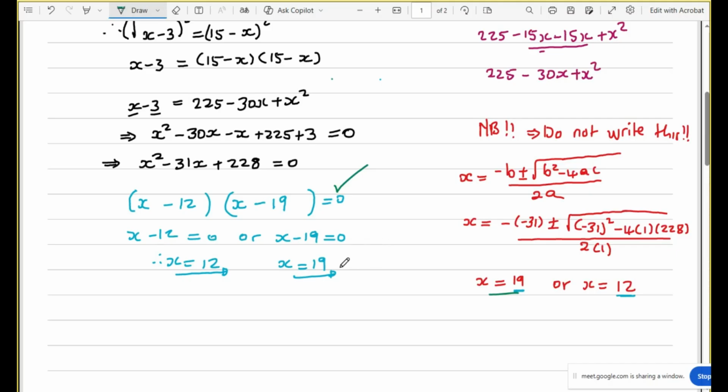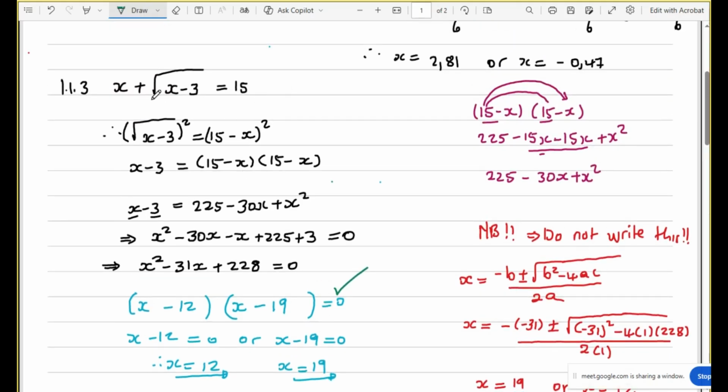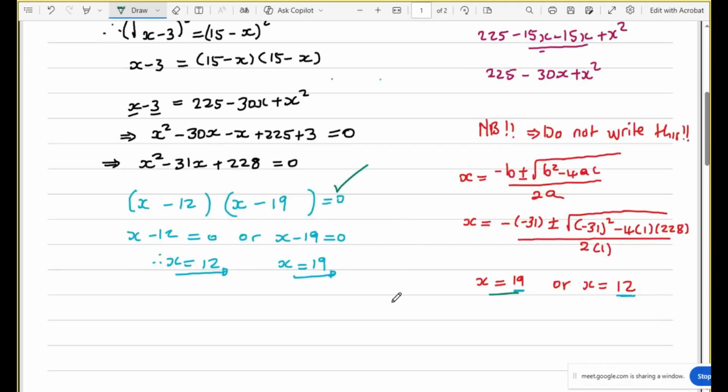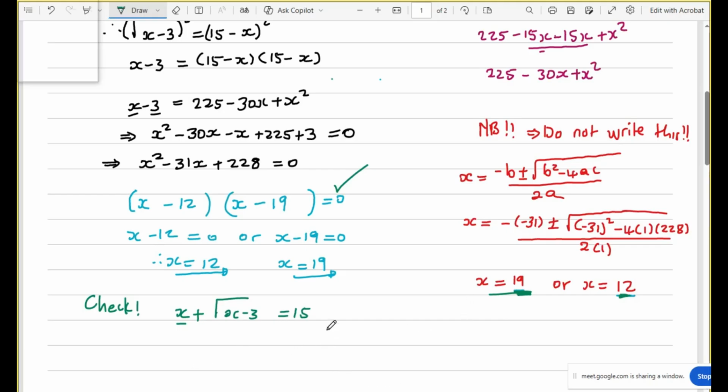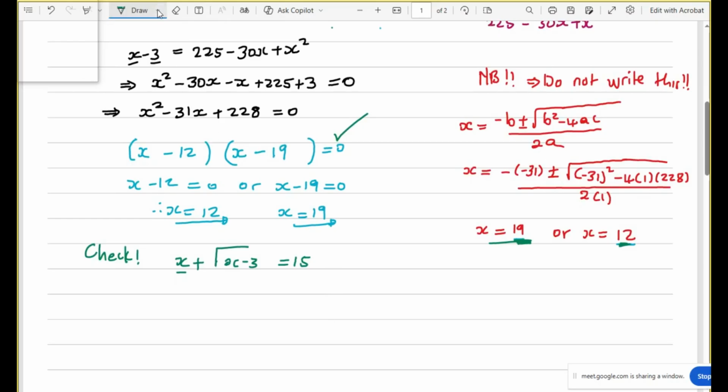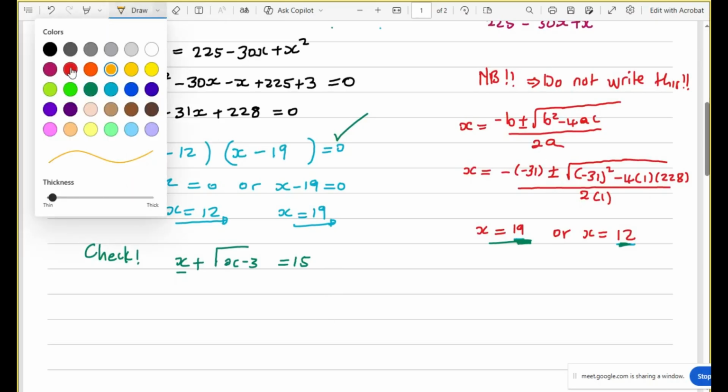So we need to check if x is 12. We need to check if x is 19. So what you're going to do, where there's x on the original equation, you need to substitute 12. Remember we have x plus the root of x minus 3 equals 15. Where there's x, we substitute 19, and where there's x, we put 12. So we need to check if the left-hand side is equal to the right-hand side. Guys, I need you to be my calculator on your side.